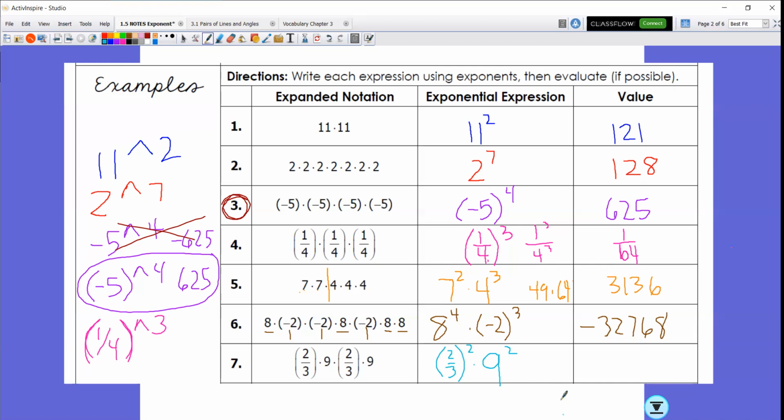Sorry, I'm fixing my paper I ripped. Does anyone have an answer yet? 36. It is 36. Perfect. Thank you for that. Beautiful. Wonderful. All right. 36.